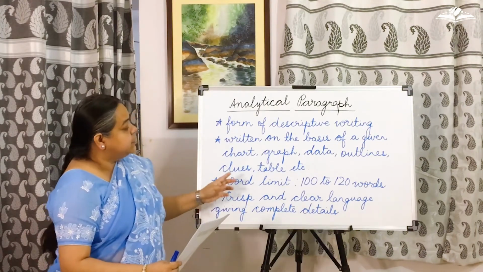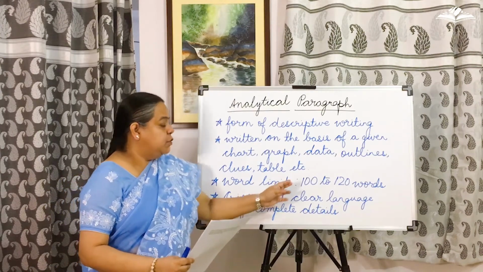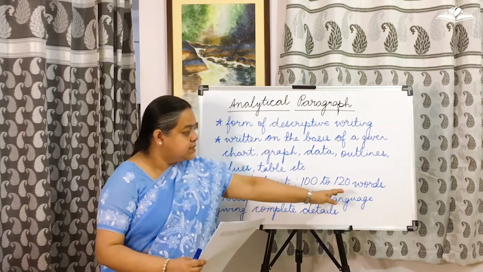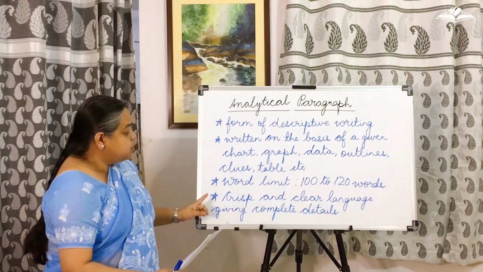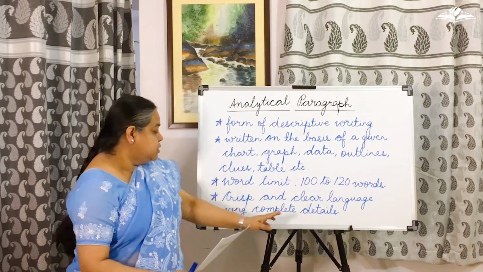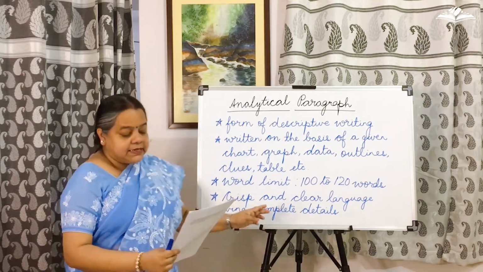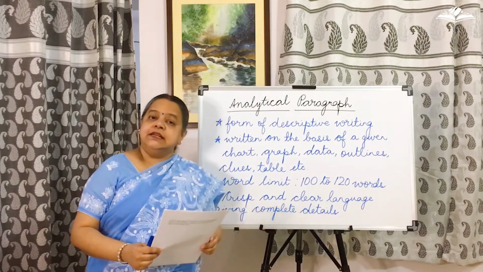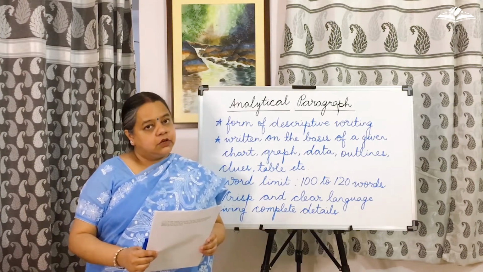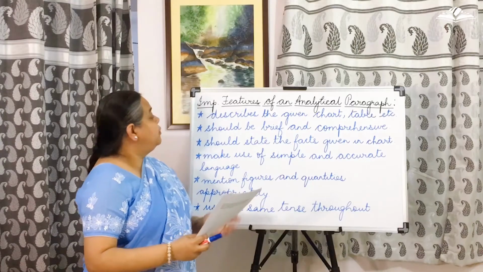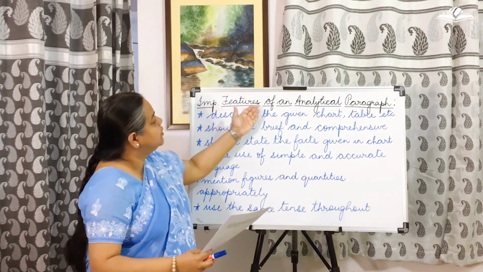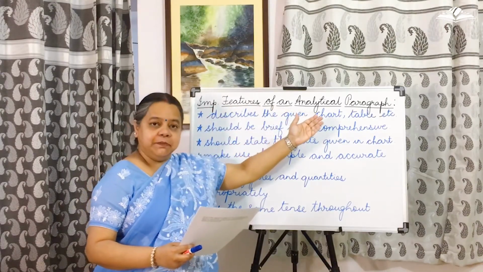The word limit for the analytical paragraph is 100 to 120 words, and for that you need to have crisp and clear language giving all the complete details of the chart that is required in the given question. We are now going to discuss the important features of an analytical paragraph.